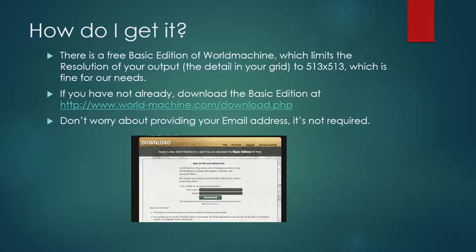So if you do not already have the free basic edition of World Machine, you can follow a link. I'm sure Mike will be kind enough to post it in the chat if you don't have it already, or you can simply Google World Machine and go to their download page. You can get the basic edition for free, but it does limit the resolution of your output, so the amount of detail you can have in it, to 513 by 513. That's going to be fine for what we need to do today, but if you did want to go higher than that, you'd have to purchase the full version, which I don't think is tremendously expensive. I bought it a long time ago, and I can't remember how much I paid, but it's not ridiculous. If you really need it for a piece of work, maybe you can get the people who employ you to pay for it. That would be nice.